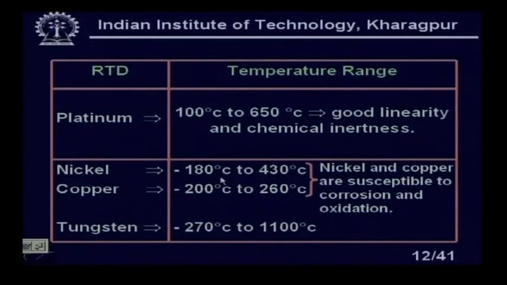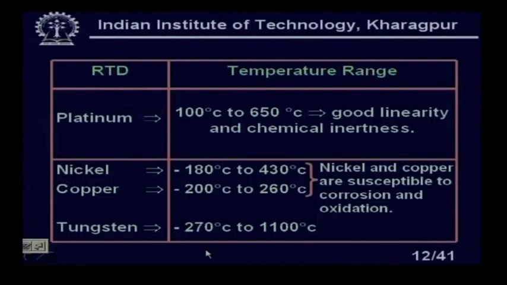Nickel I can use from minus 180 degree centigrade to 430 degree centigrade, and copper from minus 200 degree centigrade to 260 degree centigrade, and nickel and copper are susceptible to corrosion and oxidation. This is the problem with nickel and copper, but you can use them in some situations. You know, platinum is quite expensive also. If you use a large number of measurements, I may have to manage with nickel and copper, and in that type of situation I have to use a sheath material, or put the entire RTD in a well, so that it will be protected from the environment, right. Or instead I can use tungsten also, which is rather newer, I should say, from minus 270 degree centigrade to 1100 degree centigrade.